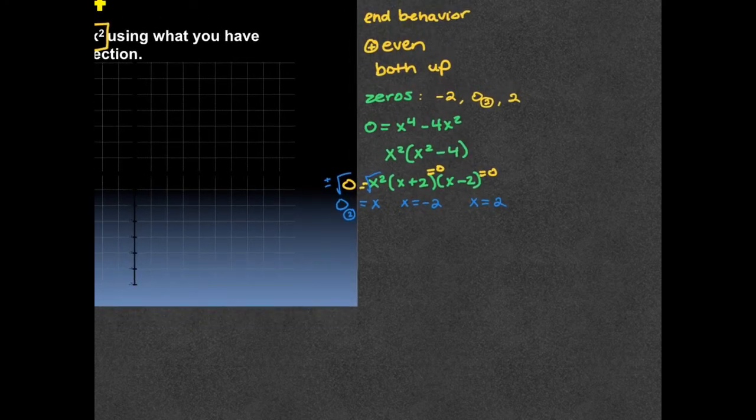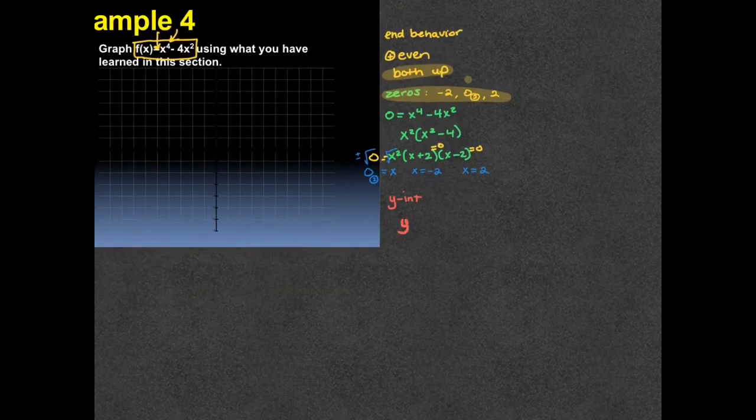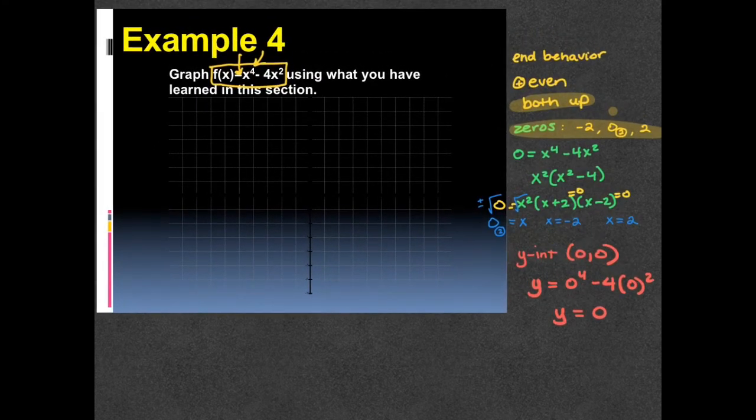So I've got both up, zeros. Then I can find my y-intercept by plugging 0 in for x. So y equals 0 to the fourth minus 4, which makes sense because I already got this for my x-intercept. Y would equal 0. So now let's go to our graph and graph what we have so far.